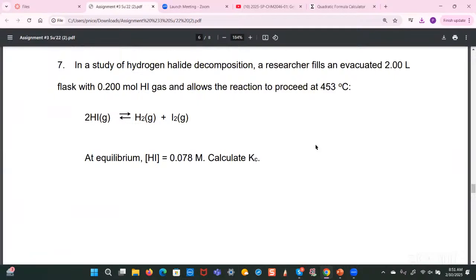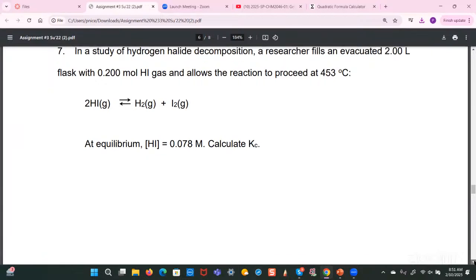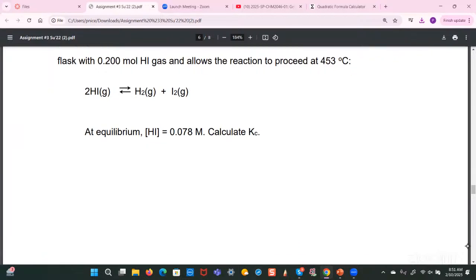It gives you the equation, and it tells you that at equilibrium, they gave you the volume of the vessel, very important. They gave you the moles of HI that you're starting off with initially, and the concentration of HI at equilibrium, and you're asked to find Kc. So the first thing I would write down is the expression for Kc. Tell me, based on this equation here, Kc is equal to what? Concentration of H2 times concentration of I2 divided by concentration of HI squared.